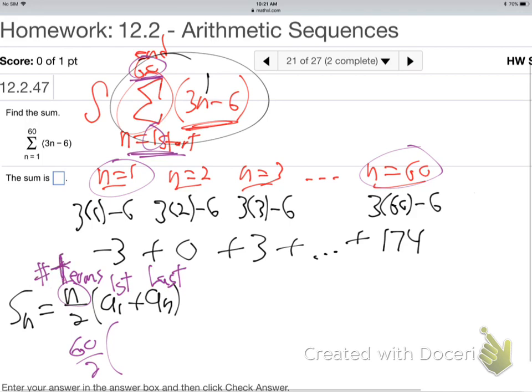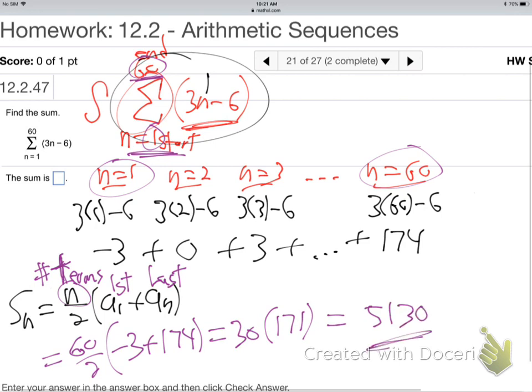All right, first term, negative 3. Last term, 174. So 30 times 171, whatever that is. 5130. There we go. Questions on that?